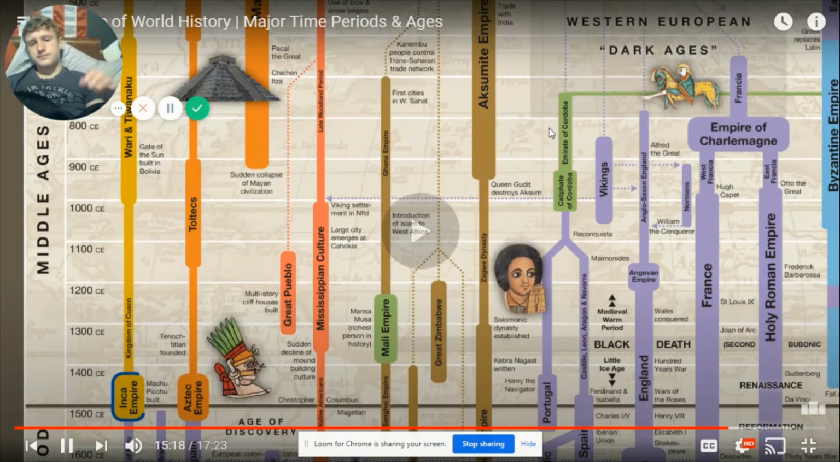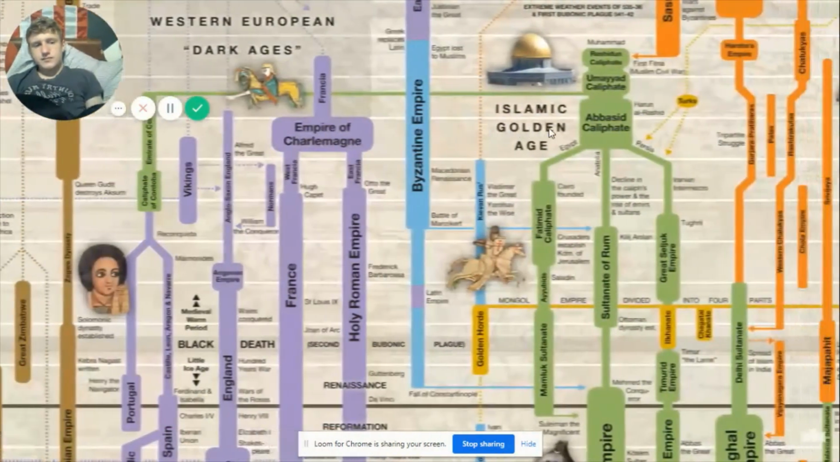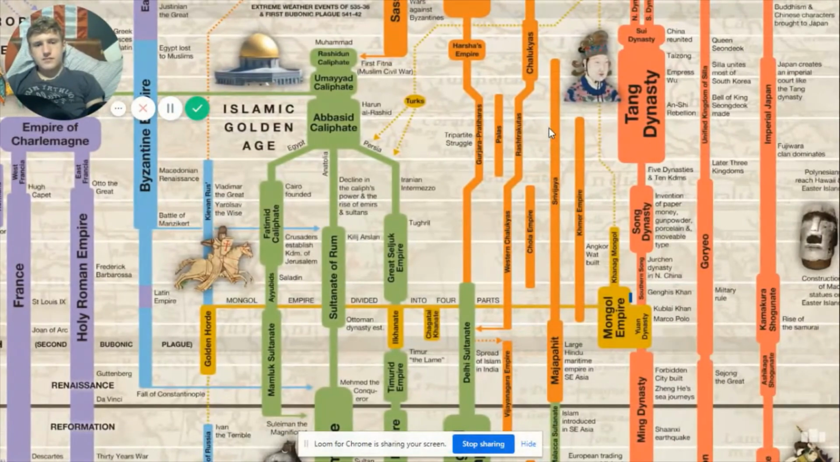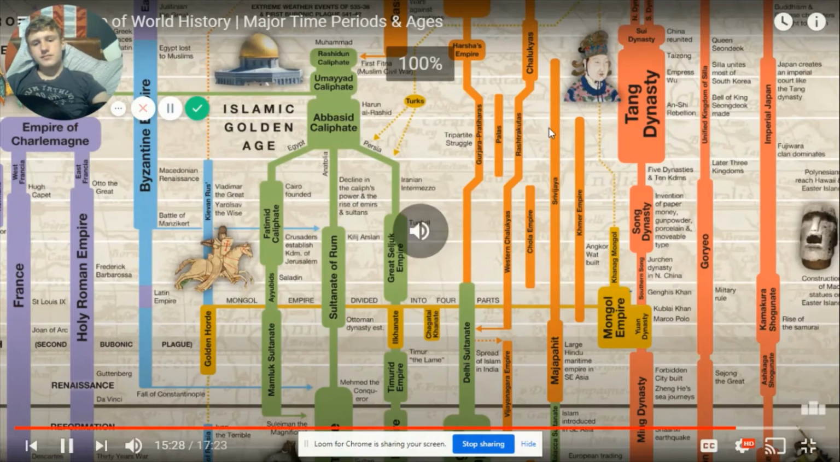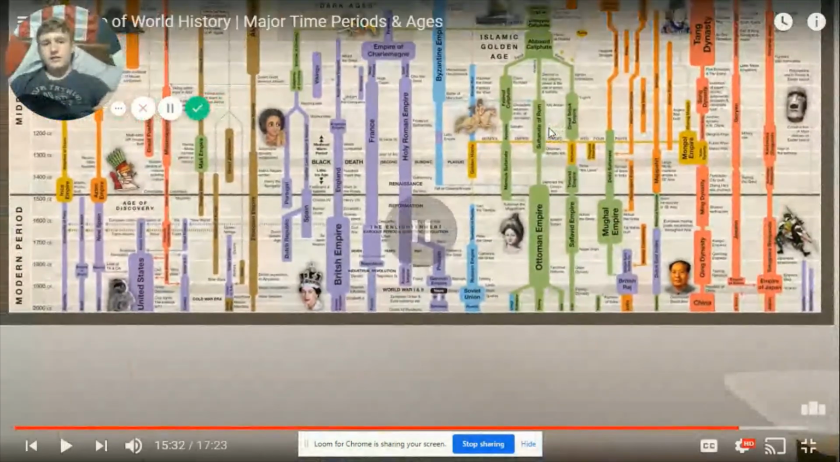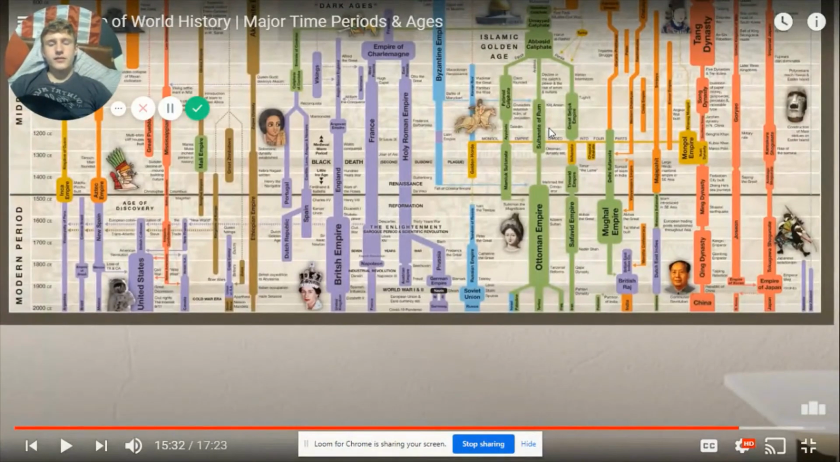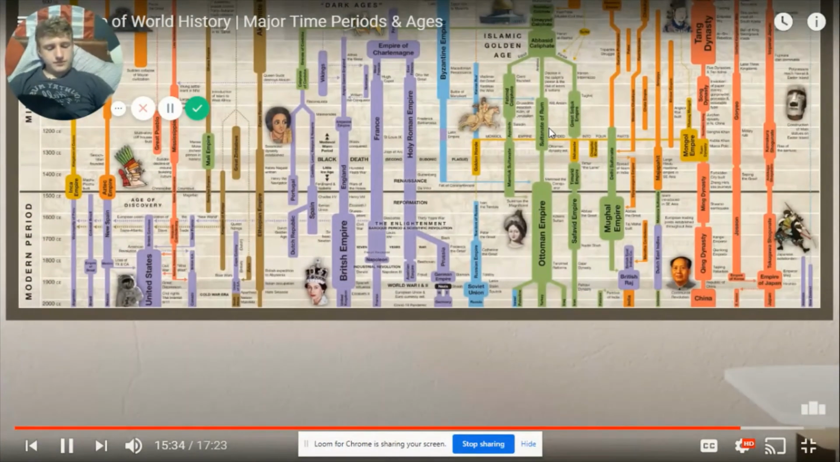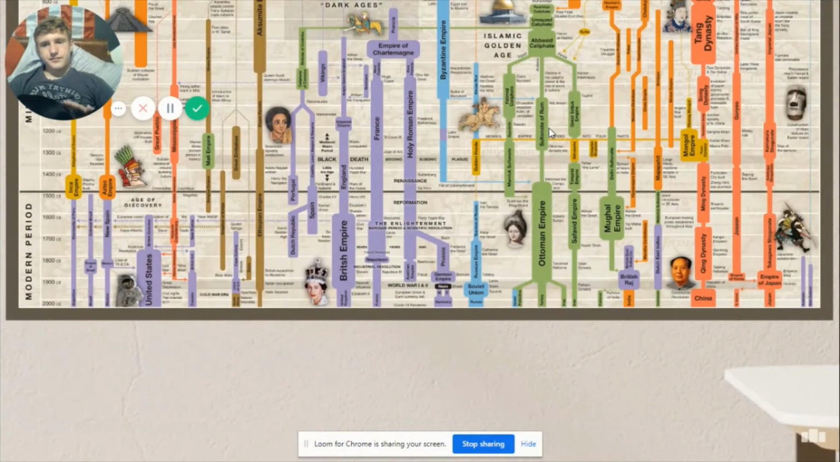It was during the Middle Ages that we get the largest land empire of all time, the Mongol Empire, started by Genghis Khan. Okay, we now come to the sixth and final period, the modern age, which is the period in which we live today.